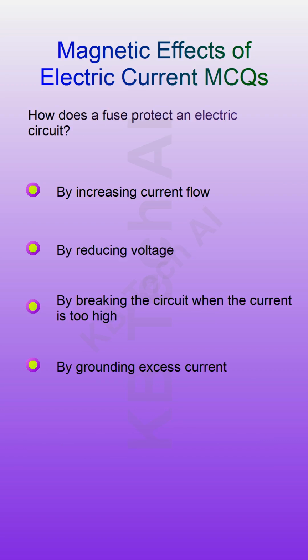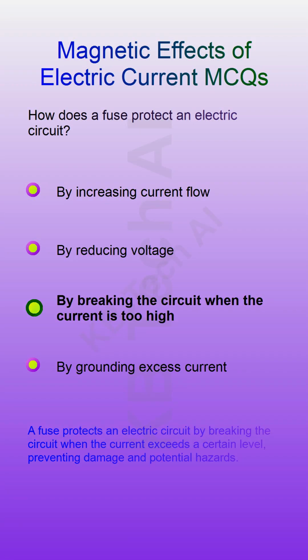How does a fuse protect an electric circuit? Option 1, by increasing current flow, option 2, by reducing voltage, option 3, by breaking the circuit when the current is too high, option 4, by grounding excess current. The answer is, option 3, by breaking the circuit when the current is too high.